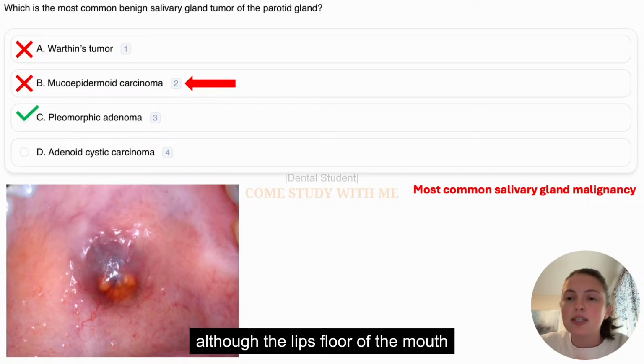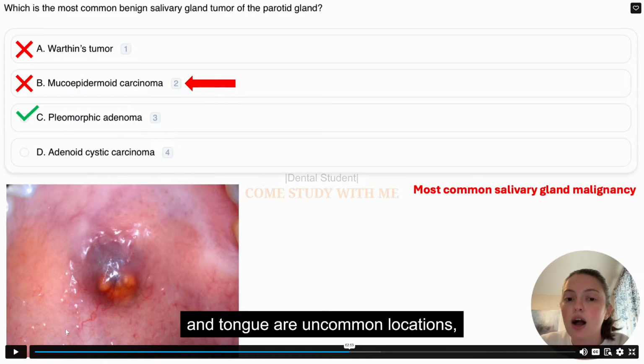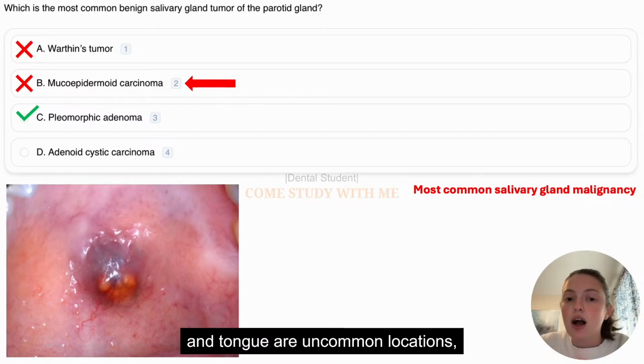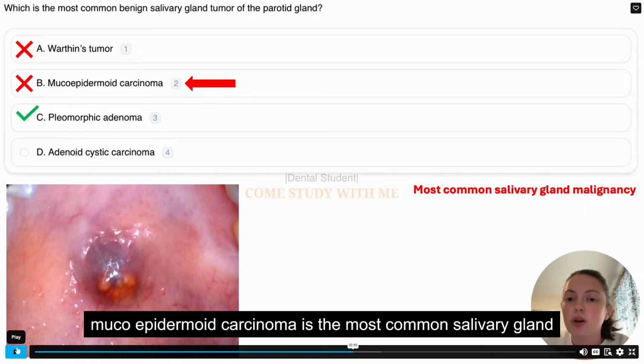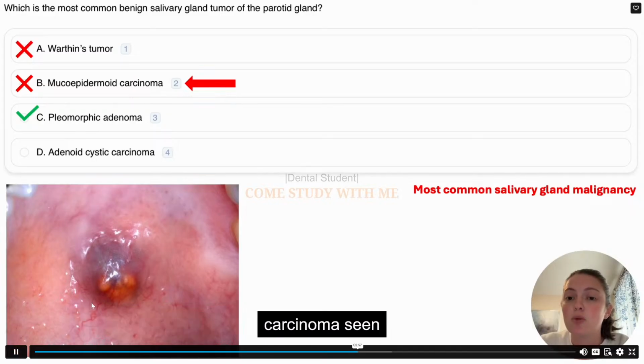It is important to note that although the lips, floor of the mouth, and tongue are common locations, mucoepidermoid carcinoma is the most common salivary gland carcinoma seen in those areas.